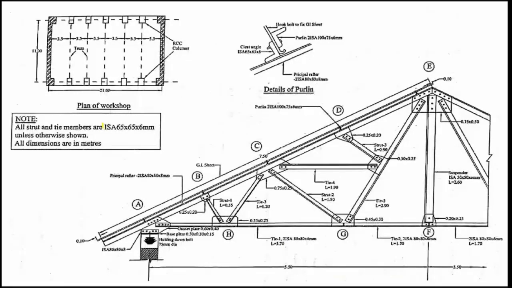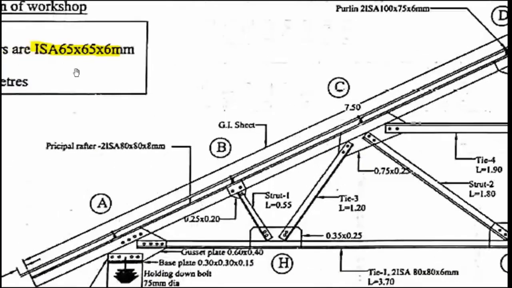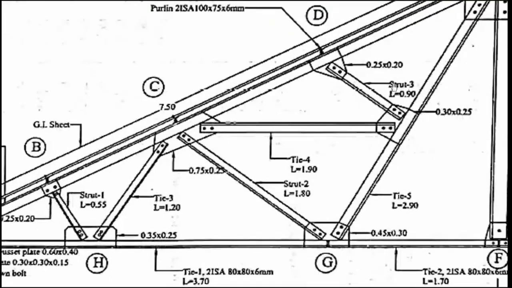That is, all members are 65 by 65 by 6 unless otherwise shown. So here they have not given detail, that means it is of size 65 by 65 by 6. And they have given the numbering, that is strut number 1, strut number 2, strut number 3. So one by one we will try to calculate.